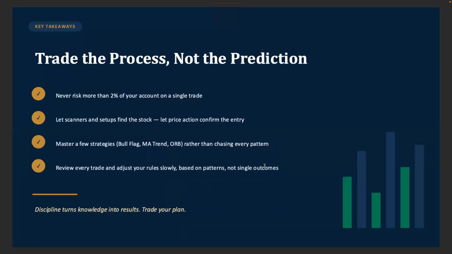So lastly, I say trade the process, not the prediction. Never risk more than 2% of your account on a single trade. Let scanners and setups find the stock. Let price action confirm the entry. Master a few strategies, bull flag, moving average trend, ORB, opening range breakout, rather than chasing every pattern. Review every trade and adjust your rules slowly based on patterns and not single outcomes. Discipline turns knowledge into results. Trade your plan. So that's all I want to present to us about technical trading.